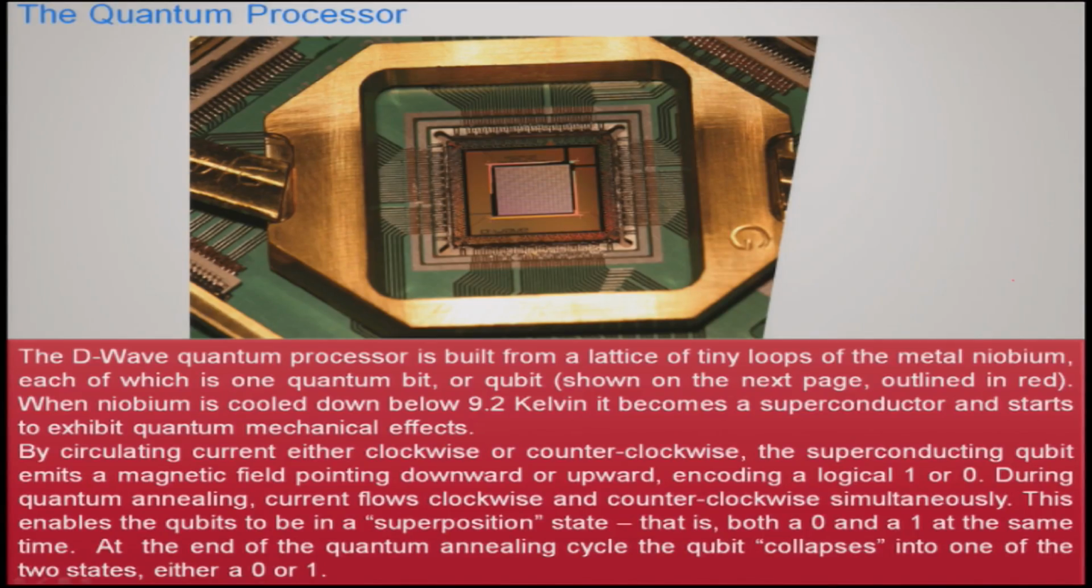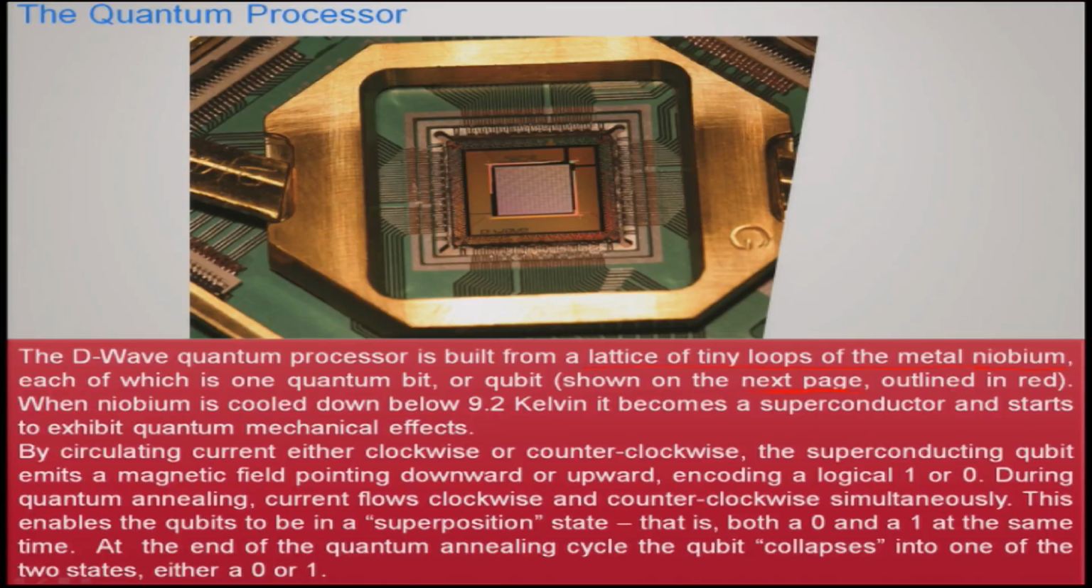So, now the main part, which is the quantum processor, which requires all these shieldings and all these advantage of putting it away from everything. So, the DWave quantum processor is built from a lattice of tiny loops of metal niobium, each of which is 1 quantum bit or qubit. So, I will show it to you in a slightly more detail in the next slide. Here perhaps the whole processor is shown, but the highlighted parts would be shown in the next slide with the outlined red.